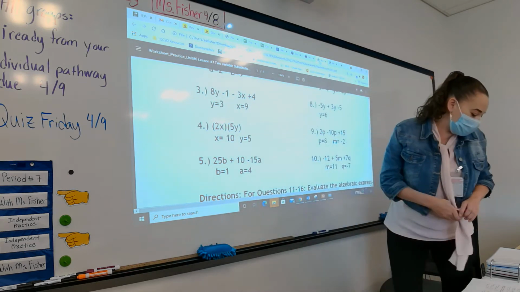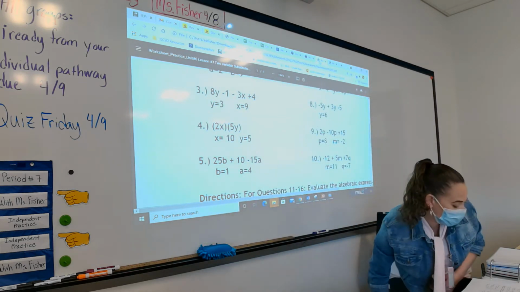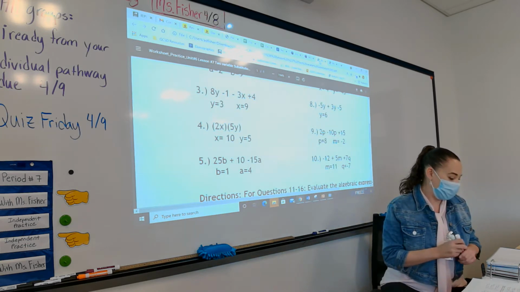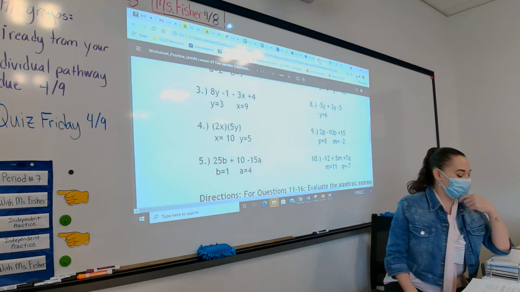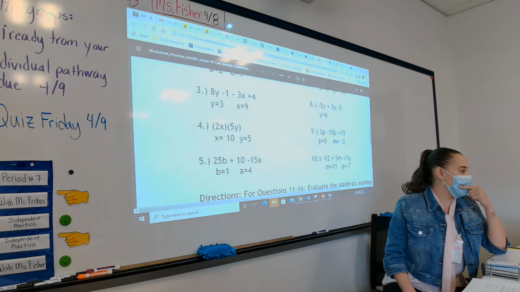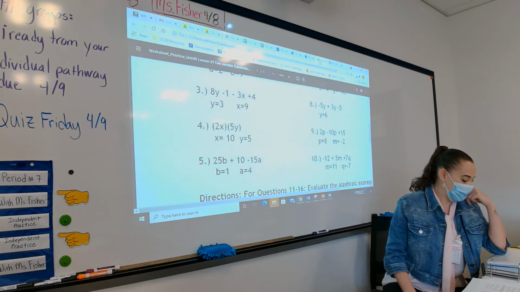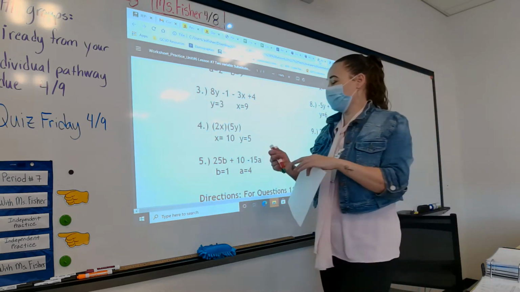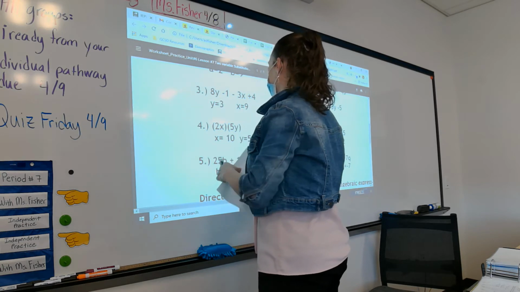All right, Aubrey, your answer was? I didn't get the answer until I wrote the problem out, because I'm confused on how to solve it. When you say you wrote the problem out, did you substitute it in? Yeah, like the y and the 3 and the x and the 9. So for number 3, you did this.